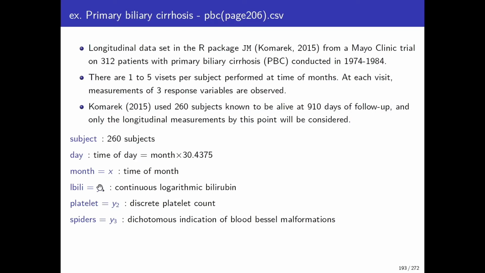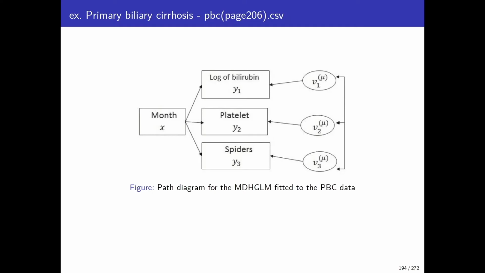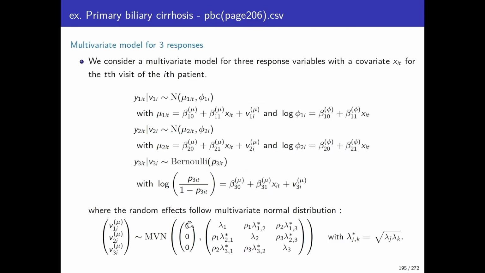This data includes the subject, the day, month, Y1 for the continuous logarithmic bilirubin, Y2 discrete platelet count, Y3 dichotomous indications of the blood vessel malformations. These figures illustrate the path diagram for the MDHGLM fitted to the PBC data. We consider a multivariate model for three response variables with the covariate x_it for the t-th visit of each patient like this, where the random effects follow a multivariate normal distribution.